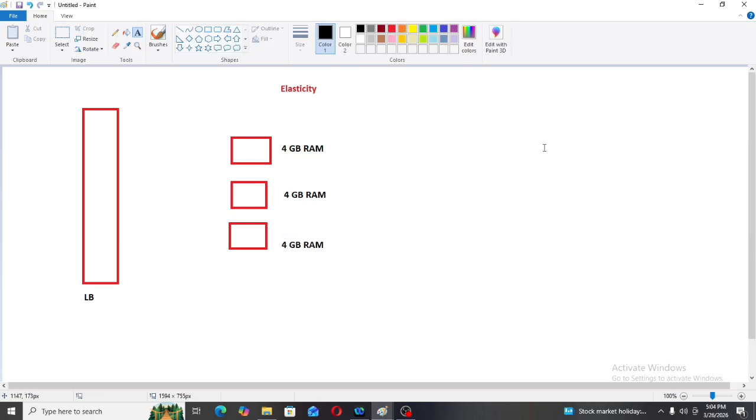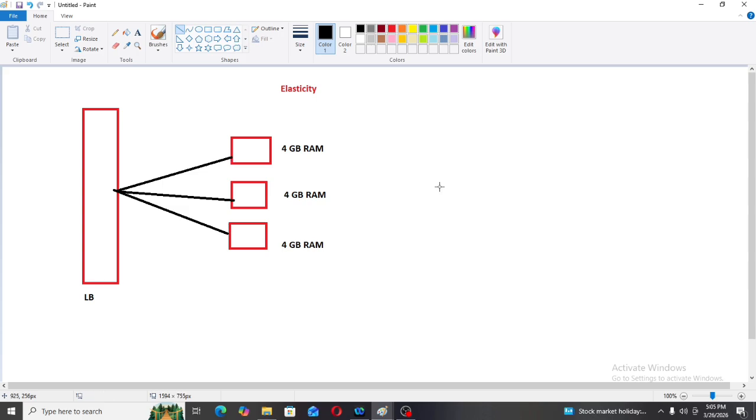Why am I saying that the three servers have the same RAM? Because, for example, if the first server has 4 GB of RAM, the second server has 8 GB of RAM, and the third server has 12 GB of RAM, then whenever customers hit the load balancer and the load balancer distributes traffic to these servers, these three servers will give different performance due to the different RAM. That's why whenever there are multiple servers, each server will have the same configuration. This load balancer is distributing traffic, and each server has the same RAM, which means the same configuration.